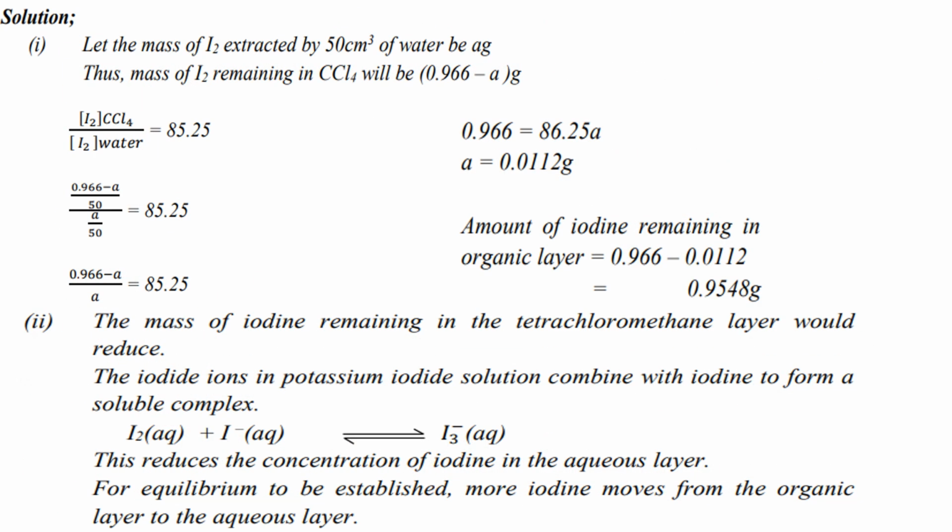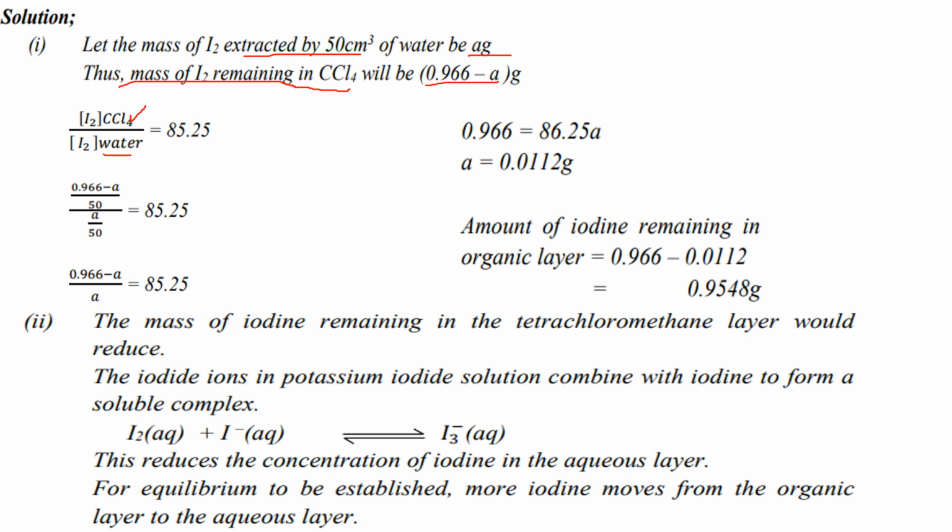So you're going to say that the mass of iodine extracted by the 50 centimeters cubed of water be A grams. So what's going to be our remaining mass in the organic layer, which is carbon tetrachloride? So the mass remaining after extraction will be the initial, which is 0.966, minus the A in grams. So KD is always equal to molar concentration of iodine as dissolved in carbon tetrachloride. Now I want you to realize that carbon tetrachloride must be subscript. You shouldn't write it on the same line with the molar concentration brackets. And the same applies to water.